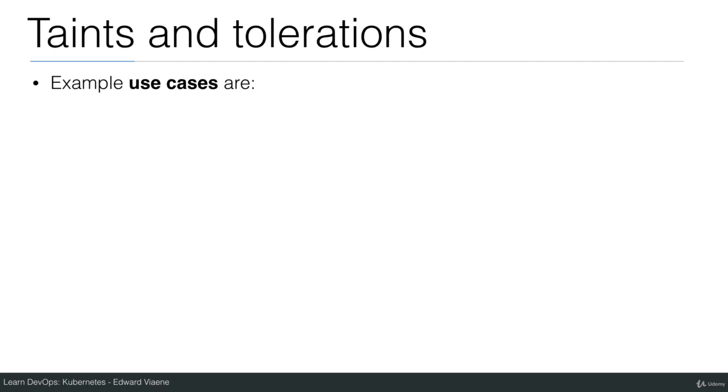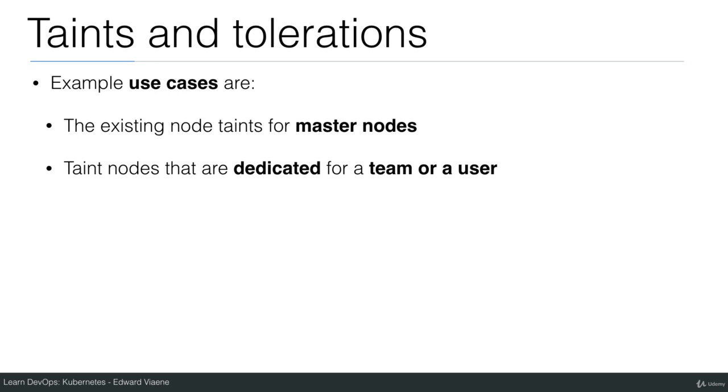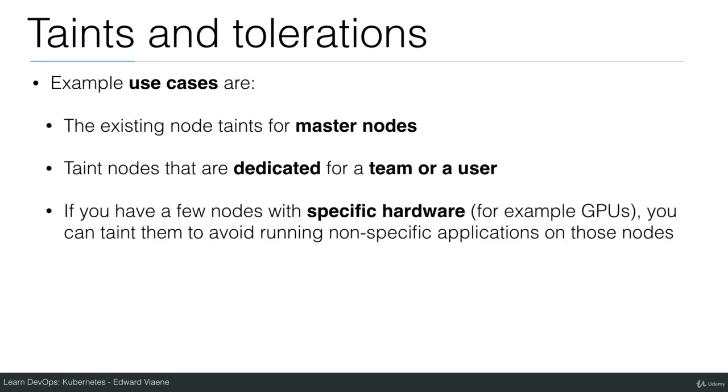Some example use cases are the existing node taints for the master node. As I explained, you don't want to be scheduling anything on the master nodes. Those have their own function. Taint nodes that are dedicated for a team or a user. Let's say a team or a user has a specific node that only he or she can use, then you can also use taints. If you have a few nodes with specific hardware, for example GPUs, you can taint them to avoid running non-specific applications on those nodes. Depends what the easiest is for your use case. You can use affinity or you can use the opposite, which is taints.